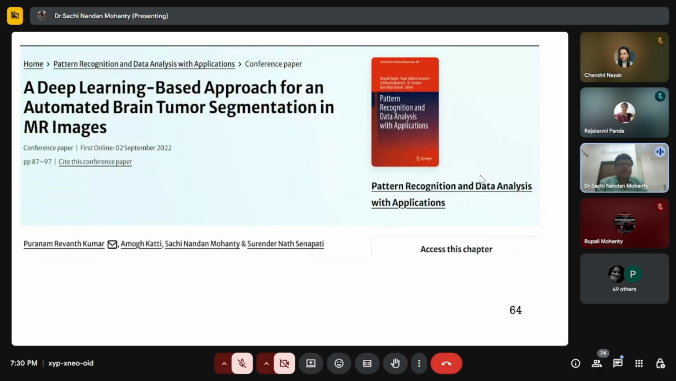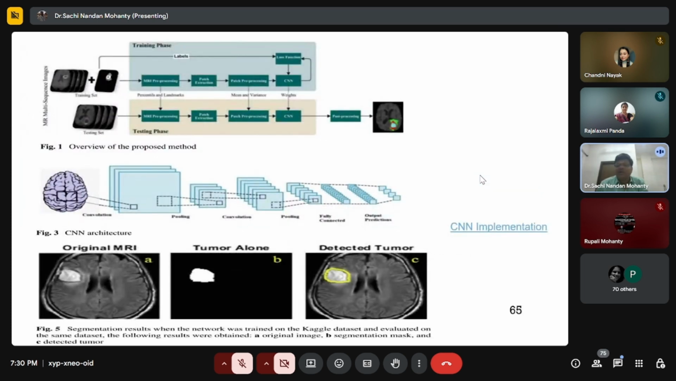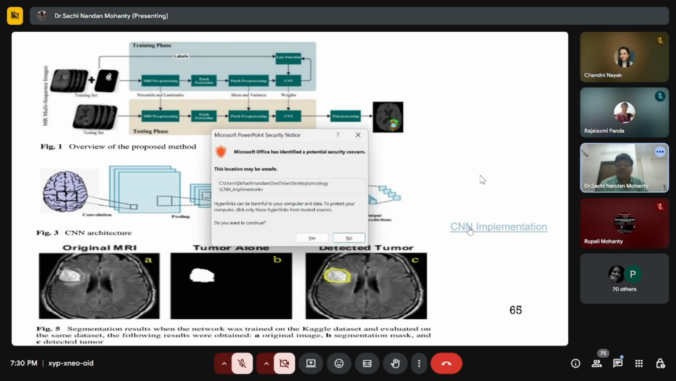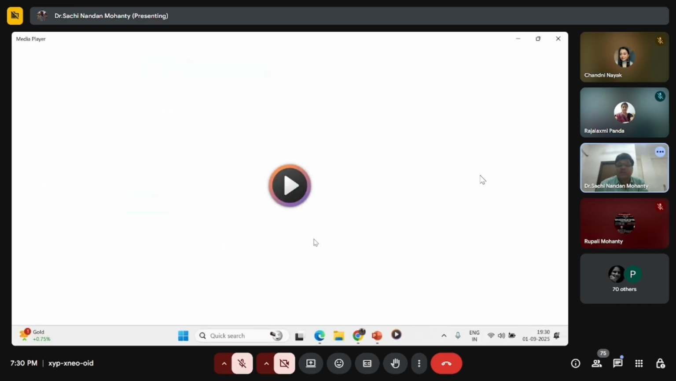Now another work, you can find the brain tumor segmentation. Same thing work. The one is, I think, Microsoft. Okay, so a demonstration is there. I can show the demonstration of how it works.